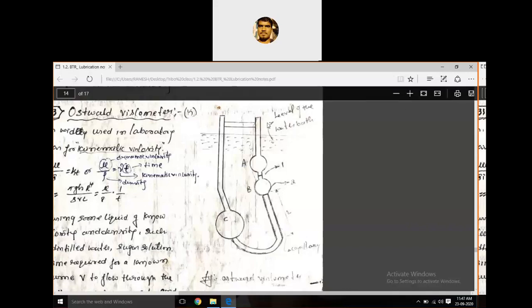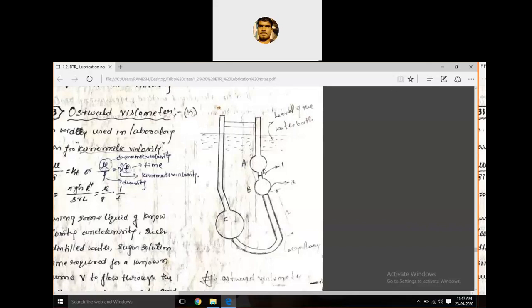First we have to fill the liquid into reservoir A. Once the fluid touches mark 1, we should know how much time is taken for the liquid to flow from mark 1 to mark 2 through the capillary. That time is directly proportional to the kinematic viscosity of the liquid. Start the stopwatch when the liquid reaches mark 1, and stop it once it reaches mark 2. Reservoir 3 is for collecting the fluid.